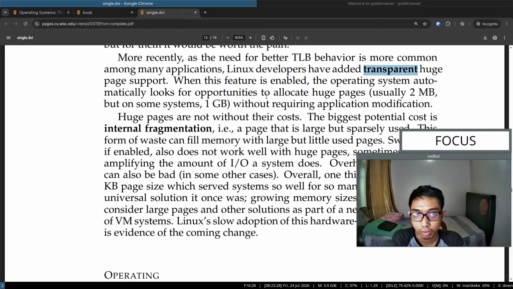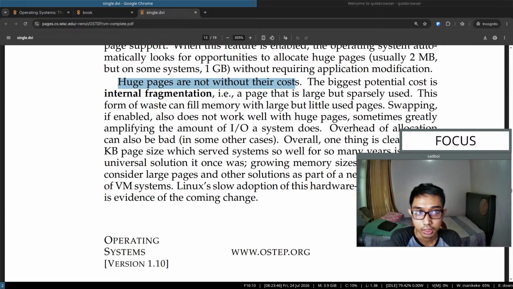So the process won't even know whether we have huge page or normal page. Maybe something like that. Huge pages are not without their cost, right? The biggest potential cost is internal fragmentation. That is a page that is large but sparsely used, right? This form of waste can fill memory with large but little use space.